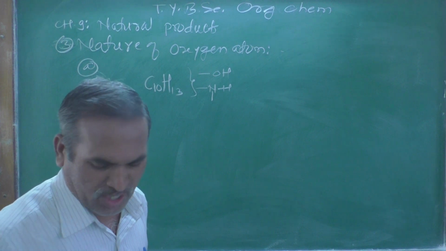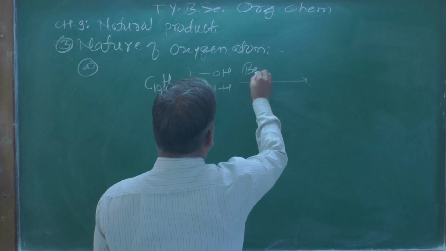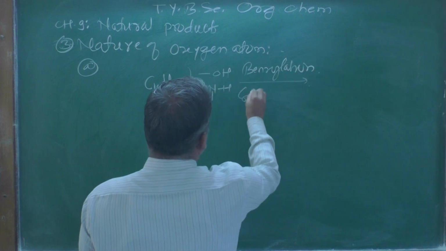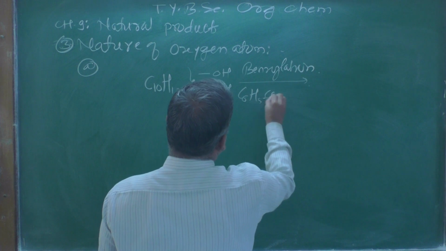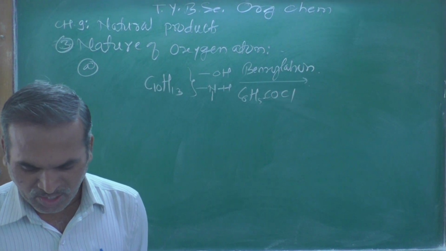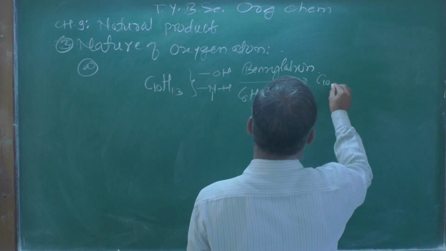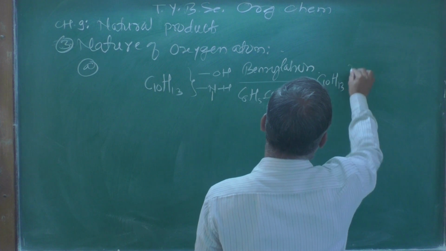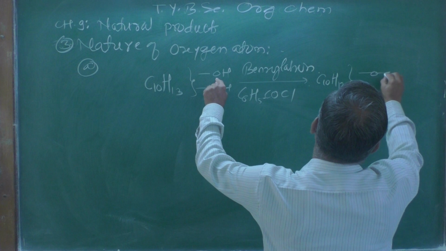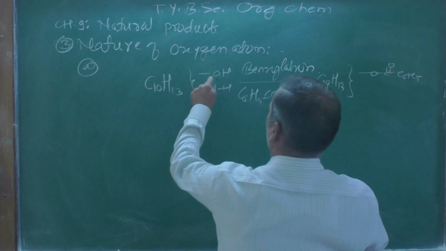Now the process is known as benzoylation, with C6H5COCl, benzoyl chloride. When benzoylation takes place, we are going to get C10H13 as it is, and here the hydroxyl group O, C double bond O, C6H5, isn't it?